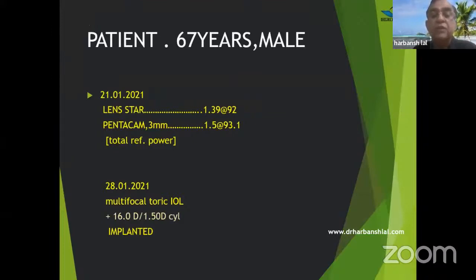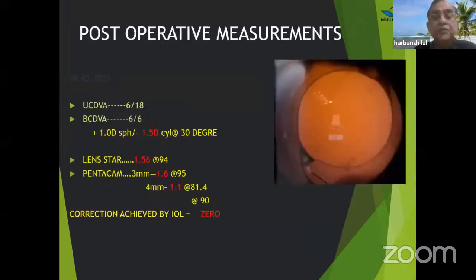This was a patient, 67 years male. Lenstar reading was 1.39 at 92. Pentacam was 1.5 at 93. And we operated with a multifocal toric IOL 1.5. And this is the picture. Uncorrected distance visual acuity was 6/18. Best corrected with 1 diopter spherical, 1.5 diopter cylindrical at 30 degree was 6/6.